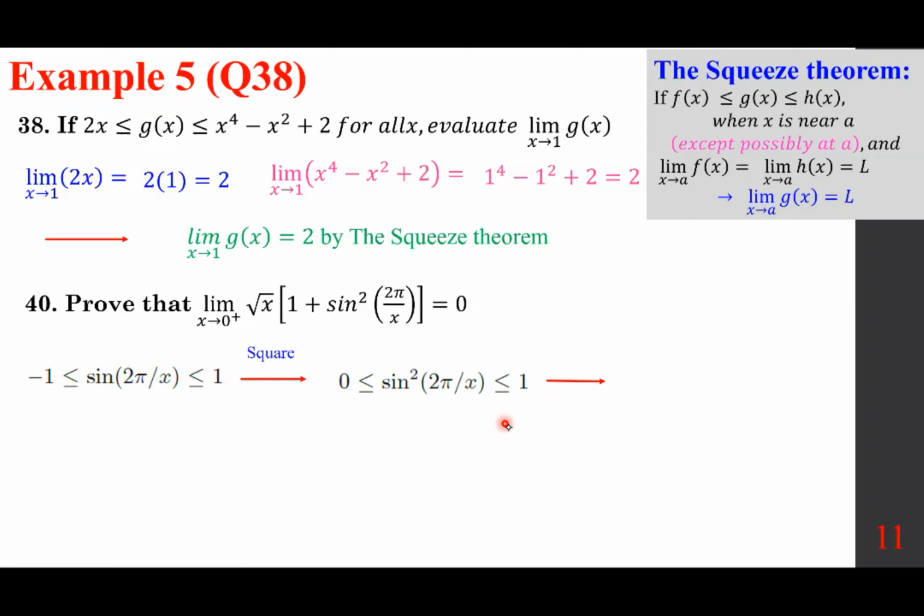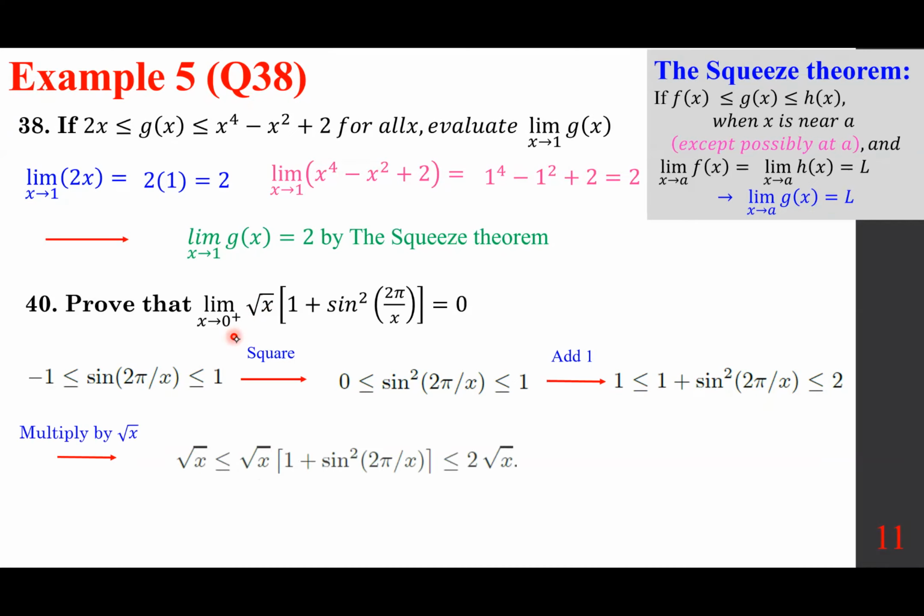And so I want to make it look like this. I'm going to add 1. I want to make it look like this. So let's add 1. So if I add 1 to all sides, I have what I want. This becomes 1 and this becomes a 2. Then I can multiply both sides by square root of x, and this is a positive value because x is approaching 0 from the right. Remember, when you have an inequality, if you multiply by any positive number, it remains unchanged. If it's negative, it flips over. The sign flips over, but we know it's positive because x is approaching 0 from the right. So we multiply by that, and now we have the expression that we were looking for.